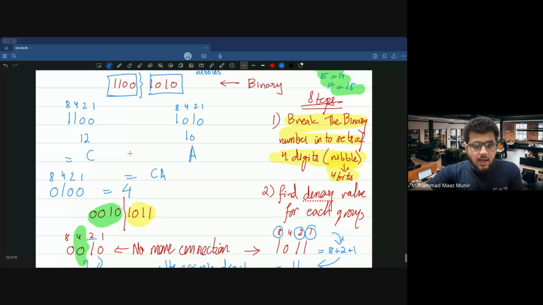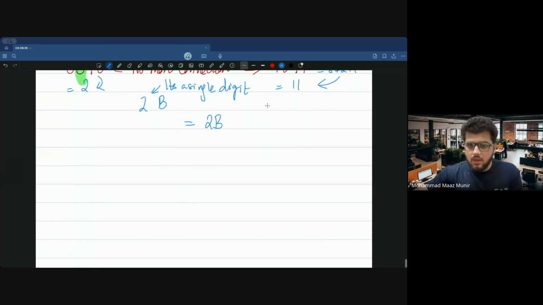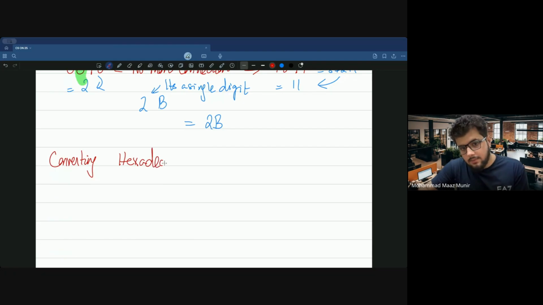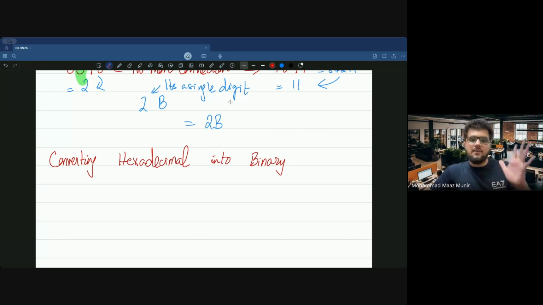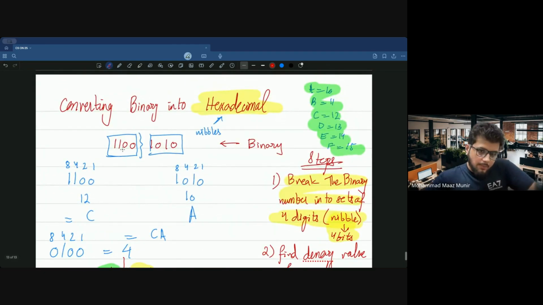Now we studied how do we convert binary into hexadecimal. Now let's study the other way around. How do we convert hexadecimal into binary? Just repeat whatever we did previously. Let's say I have a number, and that number is C5. Now you see, what did we do previously? We had a big number, and then we broke the number into two different groups, and then each group gave us some specific value.